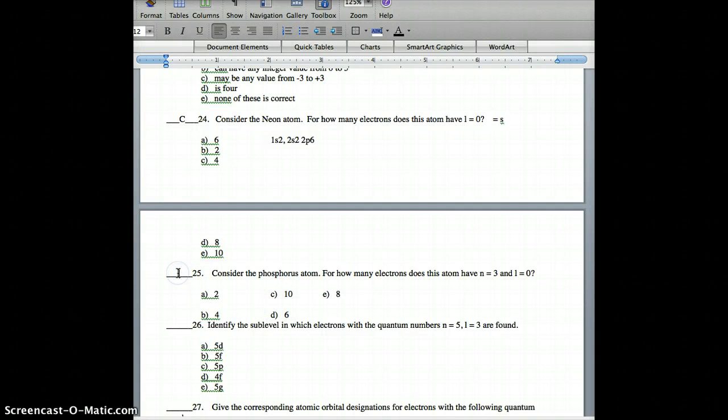25, consider phosphorus. For how many electrons does n equal 3 and L equal 0? Phosphorus, n equals 3, L equals 0, that'd be the 3s sublevel. The configuration for phosphorus is 1s2, 2s2, 2p6, 3s2, 3p3. That's 15 electrons. So for n equals 3 and L equals 0, that's 3s. So we're right here. So the answer would be 2, A.